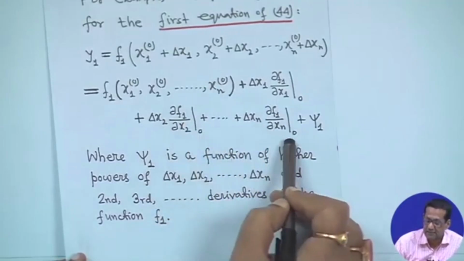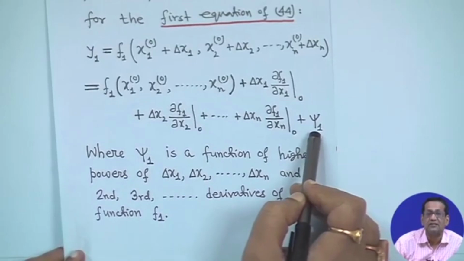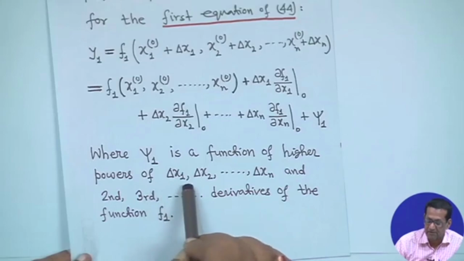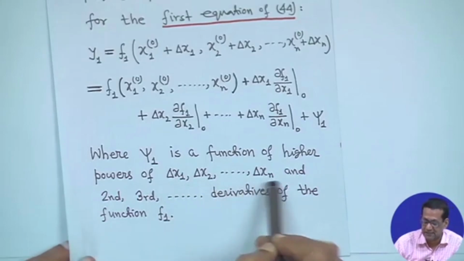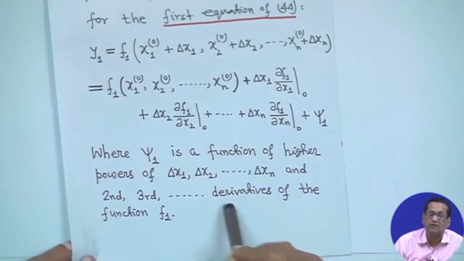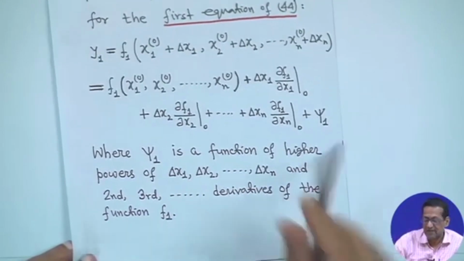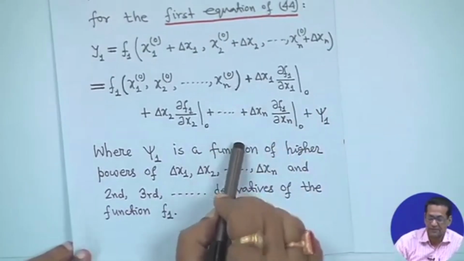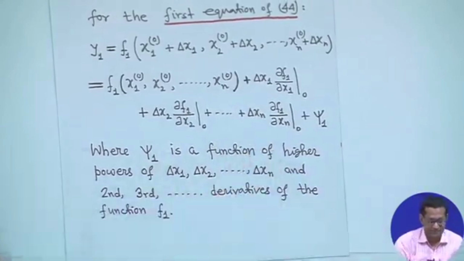Plus psi 1, the higher order term, which we will not consider. Psi 1 is a function of higher powers of delta x 1, delta x 2 and delta x n, and of the second and third derivatives of the function f 1, and we will not consider that. We will take only up to this term. This is the way to expand in Taylor series.